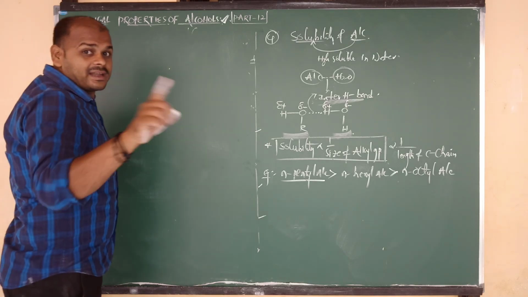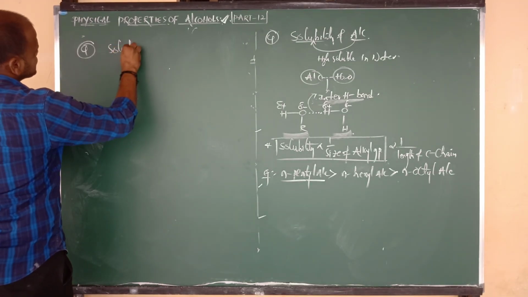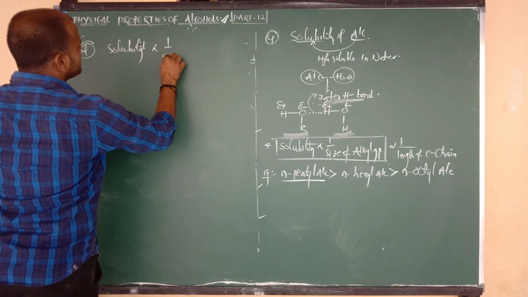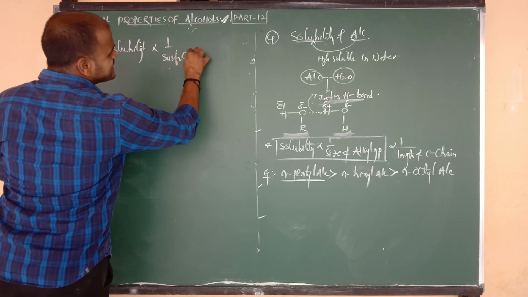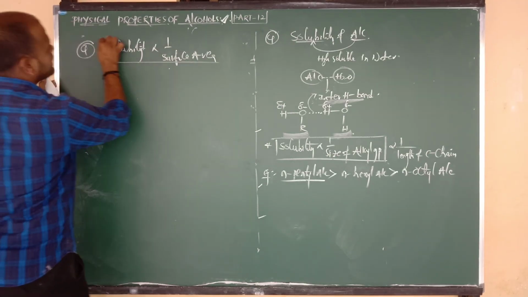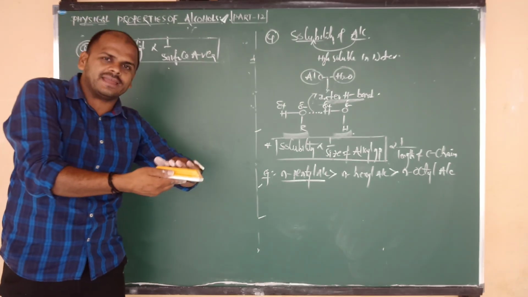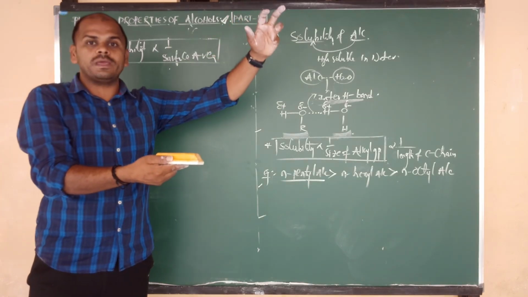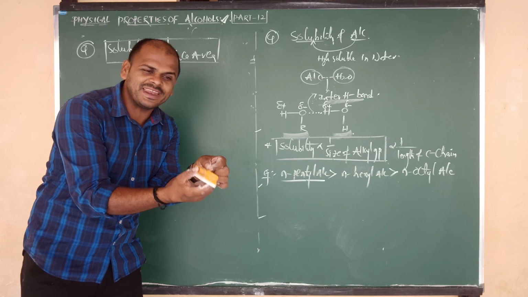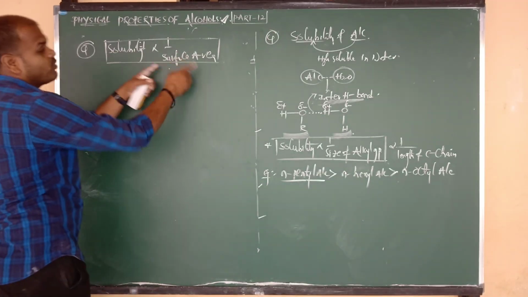Here I want to ask you one question. Generally boiling point is directly proportional to surface area, but very important, solubility is inversely proportional to surface area. What about surface area and boiling point? Directly proportional. What about surface area and solubility? Inversely proportional. Surface area means contact area. If the contact area increases, the time required to dissolve is more. If the surface area is very small, it will easily dissolve in water. So for this reason we have to consider this.